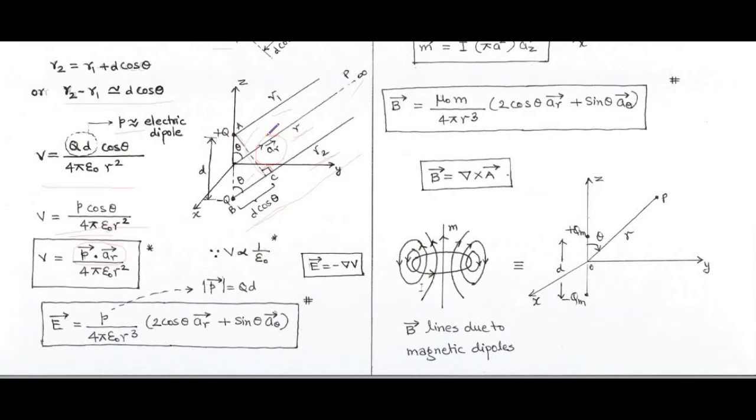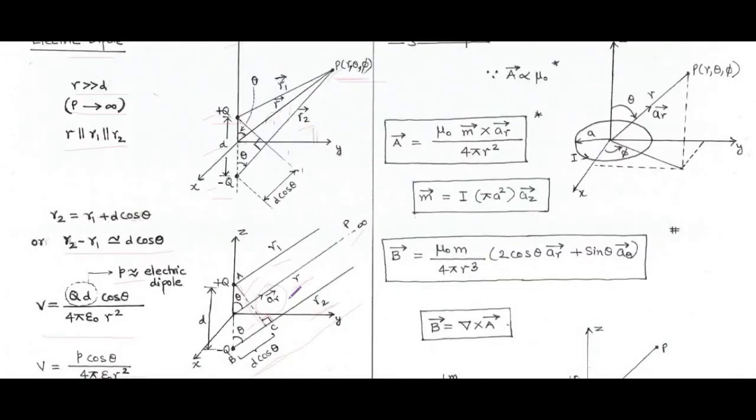With the help of potential, we can determine the electric field intensity E. The electric field intensity for an electric dipole equals p upon 4 pi epsilon naught R cube, within brackets, 2 cos theta unit vector r plus sin theta unit vector theta. Here p is the magnitude of the electric dipole moment, that is Q into d. So this is about the electric dipole in electrostatics.